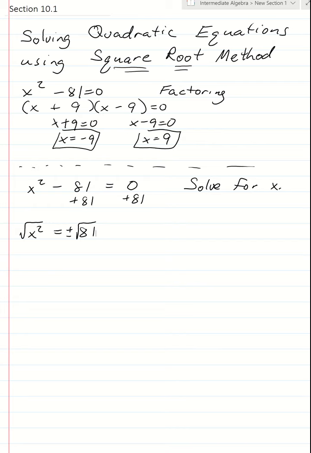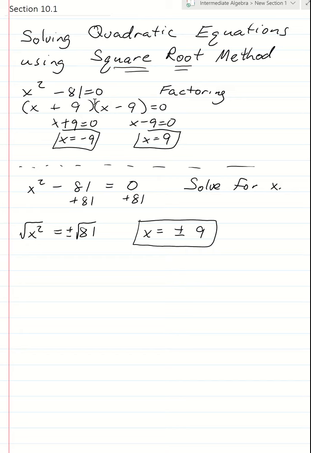And so now, when we take the square root of x squared, we get just x, plus or minus now, and when we take the square root of the perfect square number 81, we get 9. And so we get the same two solutions of a positive 9 and a negative 9 that we got when we did it by factoring. Okay, so this is just a little bit different in terms of our method. No longer is factoring required.